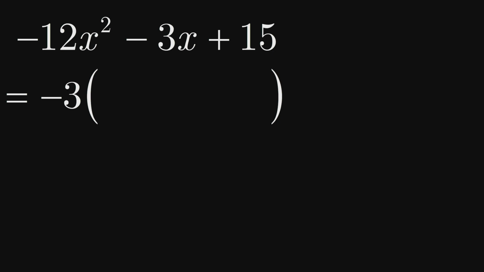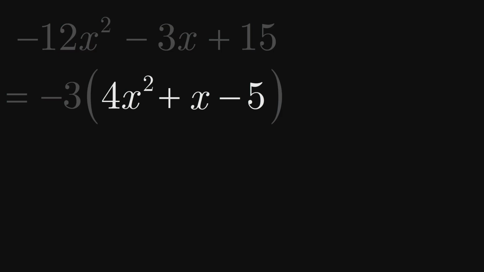To get our original trinomial of negative 12x squared minus 3x plus 15, we would multiply our common factor of negative 3 by 4x squared, 1x, and negative 5. Once again, our common factored expression contains a trinomial in which the coefficient of x squared is not 1. We start by finding two numbers that multiply to 4, perhaps 2 and 2, and two numbers that multiply to 5, keeping in the back of our mind that we're actually working with negative 5 here.